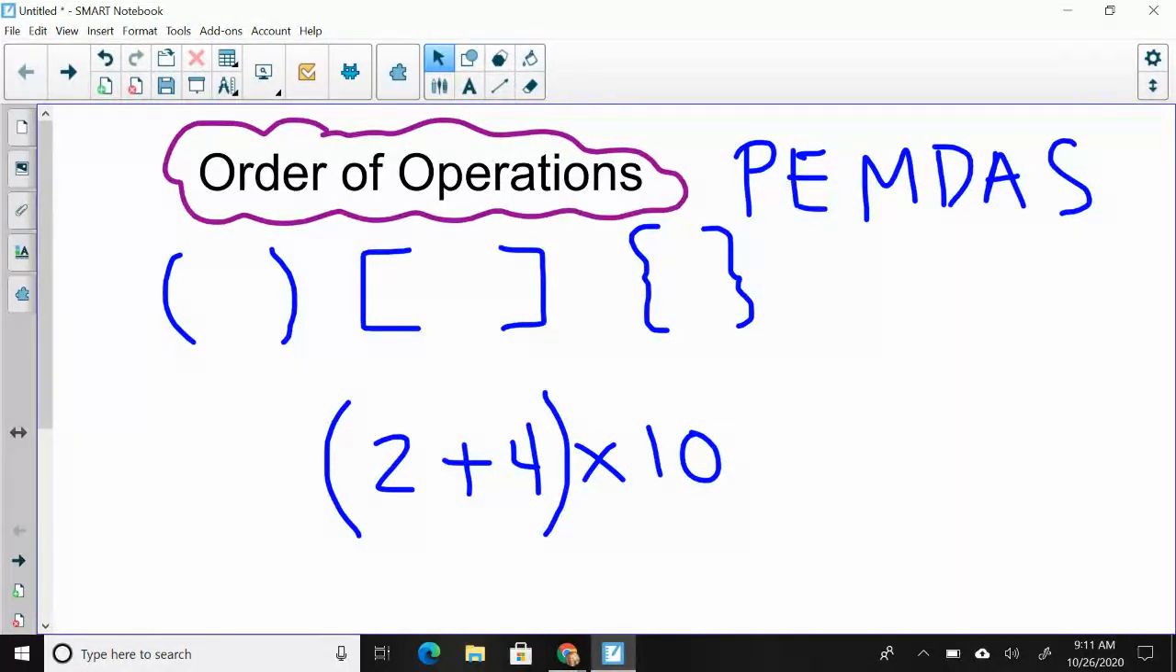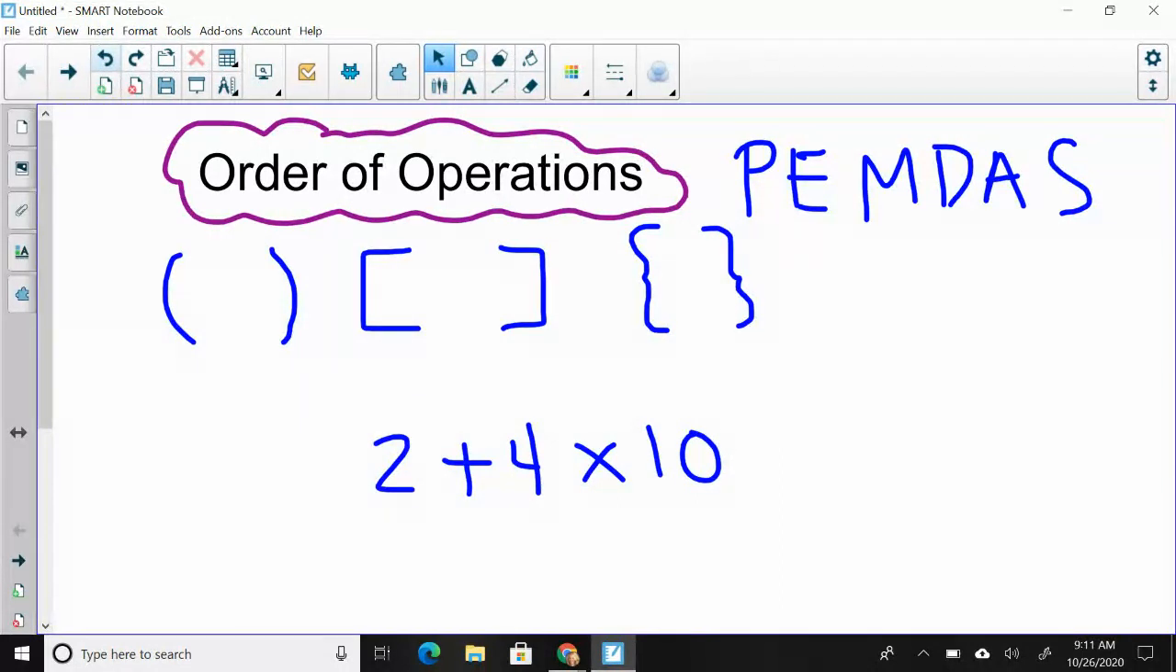Because in the order of operations rules, when you have something in parentheses, that's what you always do first, okay? So in this case, I would do 2 plus 4, which is 6, and then 6 times 10, which is 60, okay? If my parentheses were not there, then I would have to multiply first, okay? So the first thing in the order of operations is parentheses.